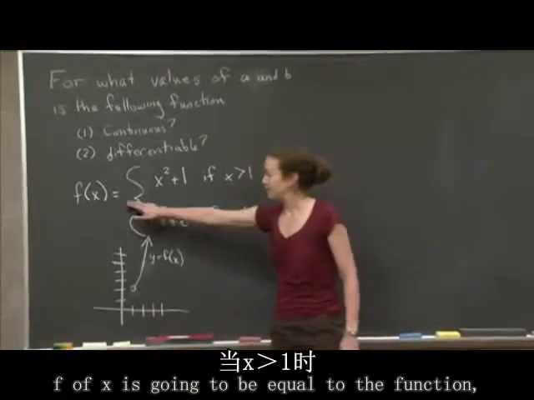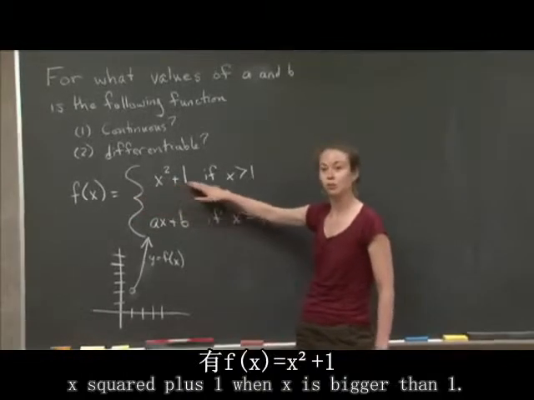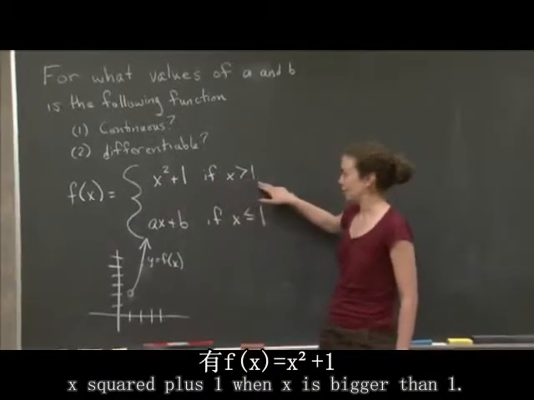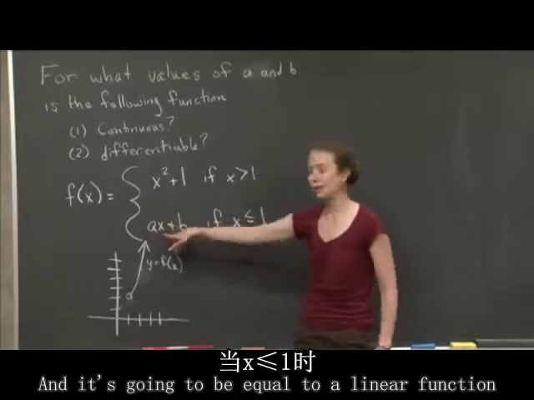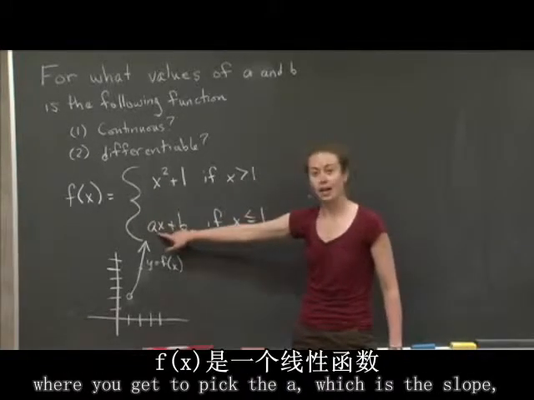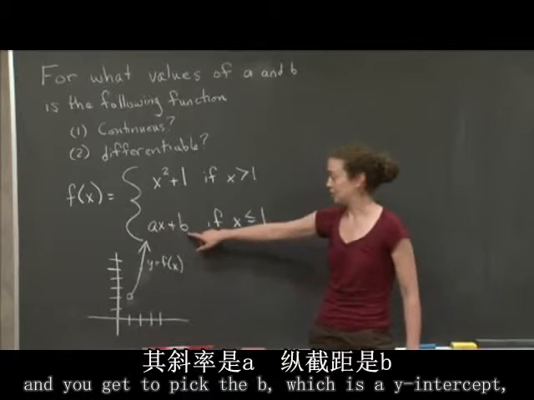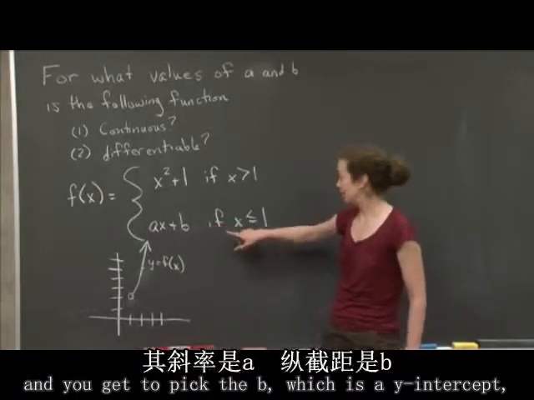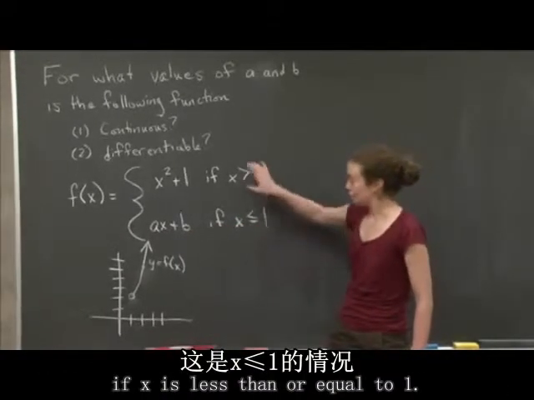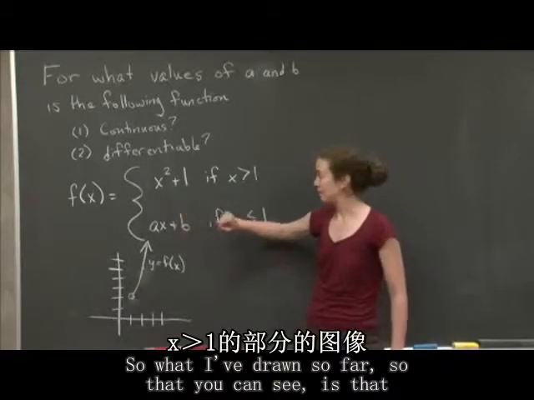f of x is going to be equal to the function x squared plus 1 when x is bigger than 1. And it's going to be equal to a linear function where you get to pick the a, which is the slope, and you get to pick the b, which is the y-intercept, if x is less than or equal to 1.